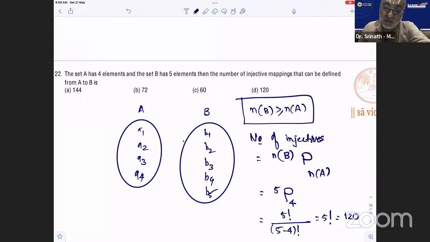So if we are talking about the number of injective maps, set A cannot have more elements than B. So the number of elements in B should be at least the number of elements in A. Then you can use this formula. This is straight away a shortcut taught to you. I think I can go to the next problem.